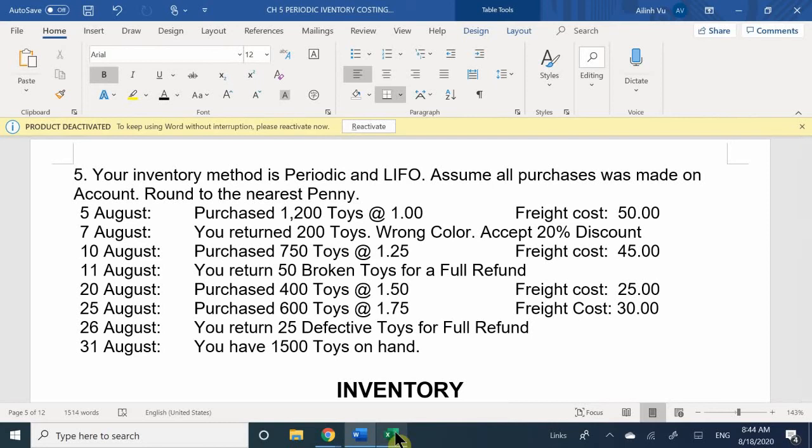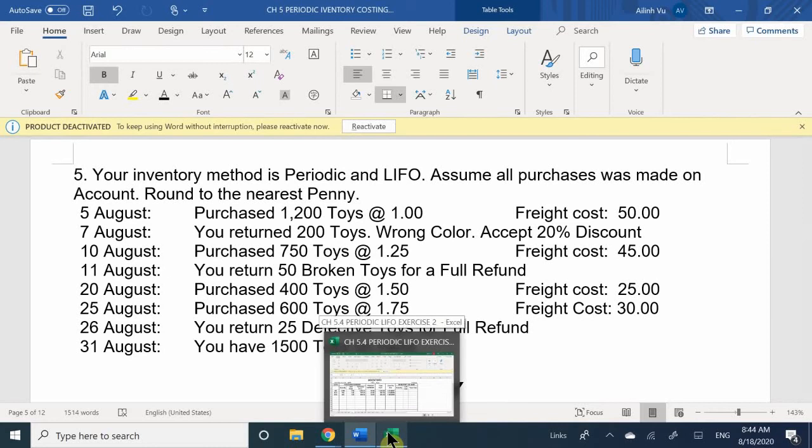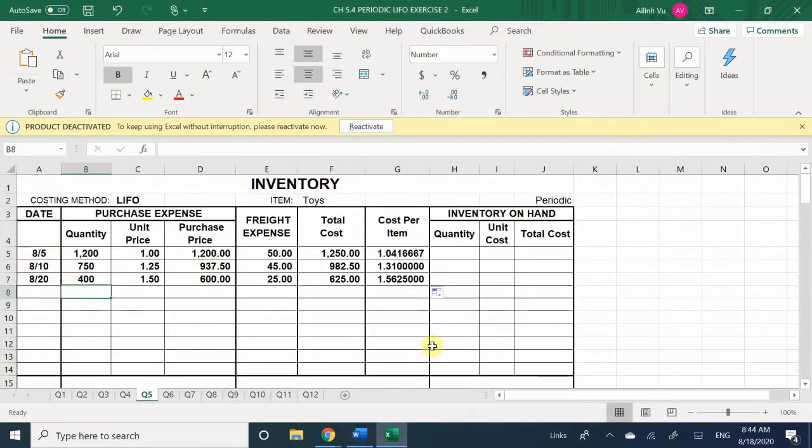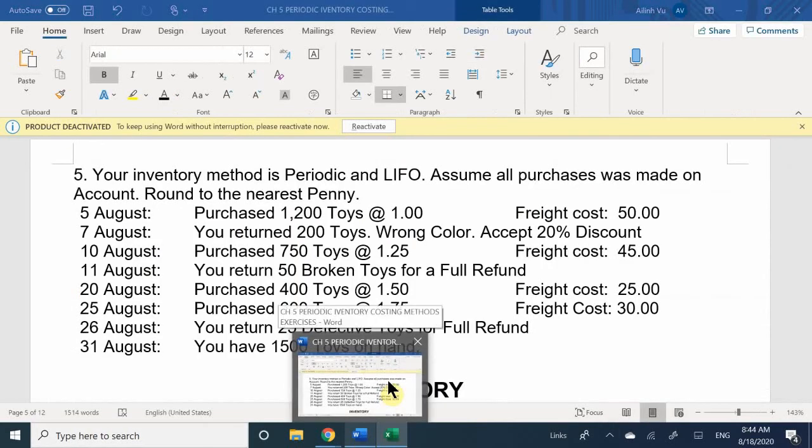On August 25th, I purchased 600 toys at 1.75. That totals 1,050. 600 at 1.75 gives you $1,050. And then the freight expense, let's see what it is.